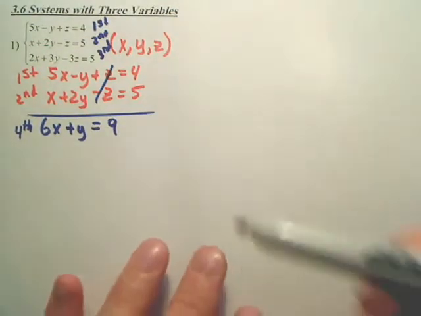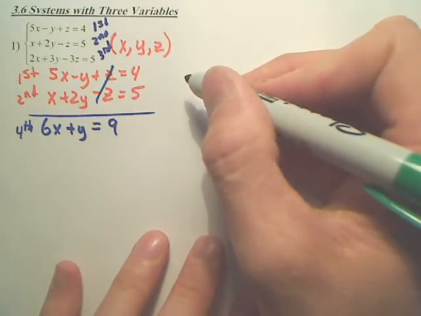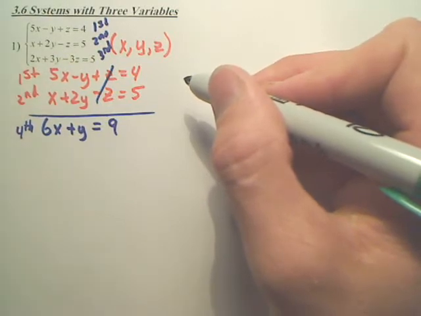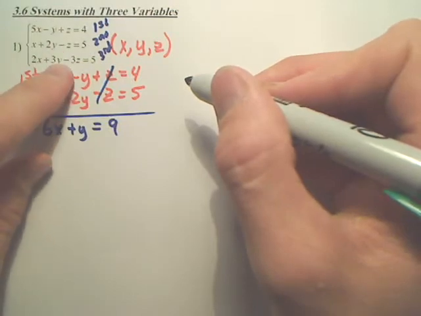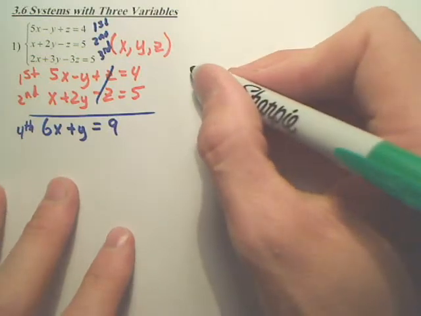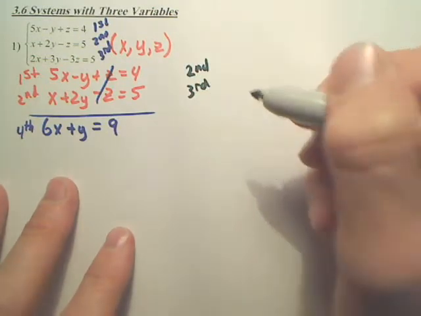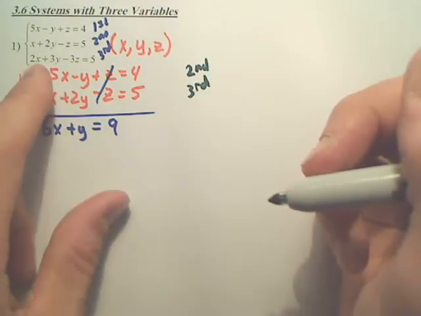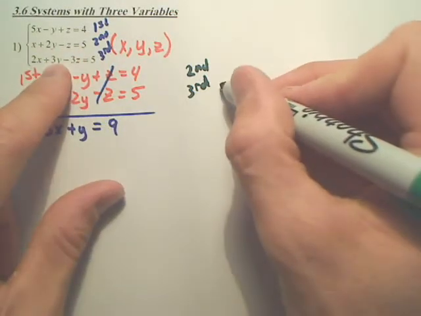Over here, we can't use the first and second again and cancel z. I need to use either the first and third or the second and third. Now, the first and third would be your best bet because that's a positive and that's a negative. But I'm not going to do that. I'm going to do the second and third, and I do have a reason for it. Got it? Now, the second equation. The third equation is going to stay the same.